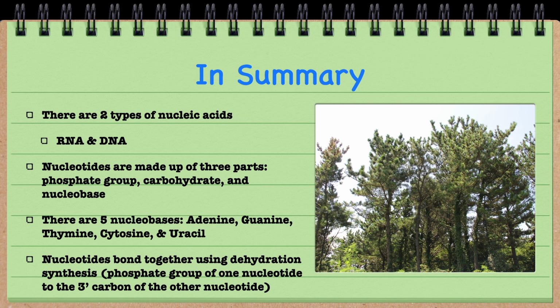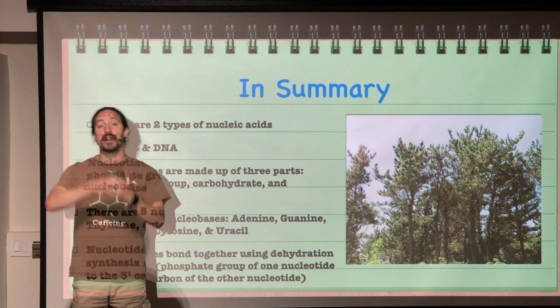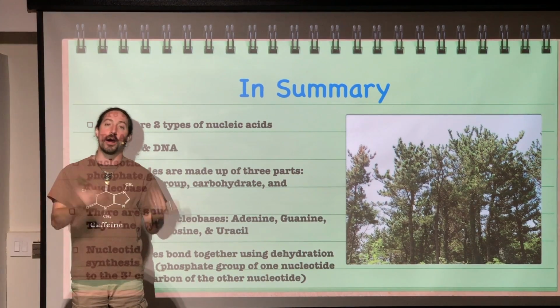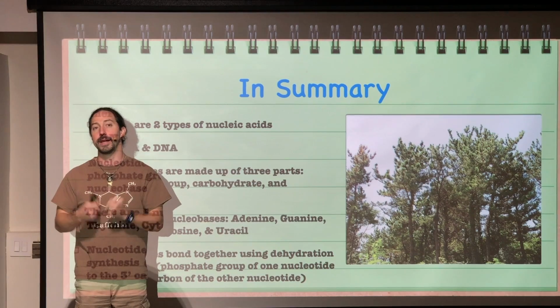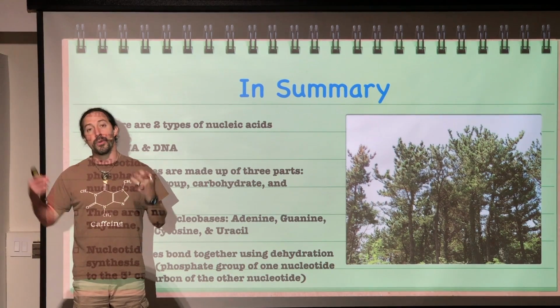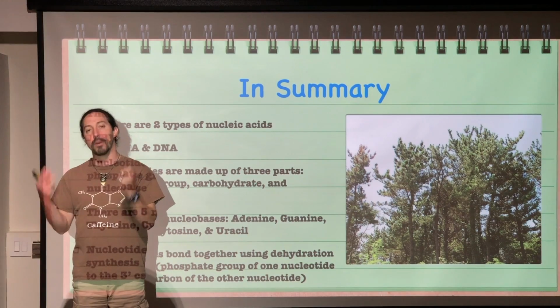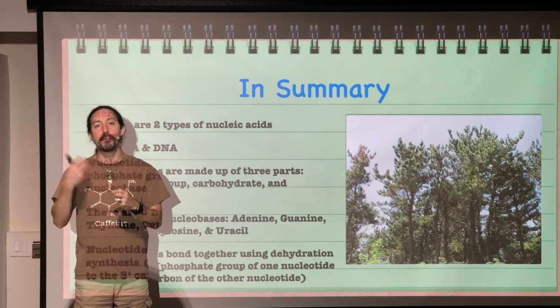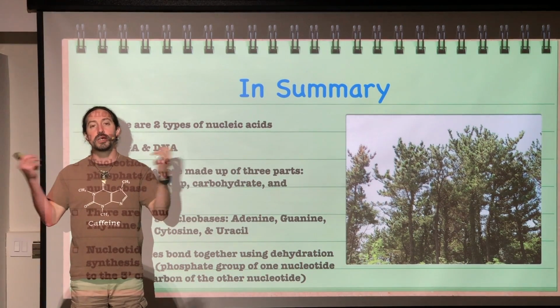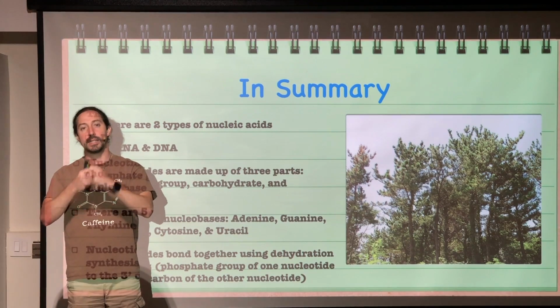The nucleotides are always going to bond together using dehydration synthesis, just like every other biomacromolecule that we've gone through in this unit. So every single time that you're going to take those different monomers and put them together, remember it's going to remove the components of water so those different monomers can bond together.